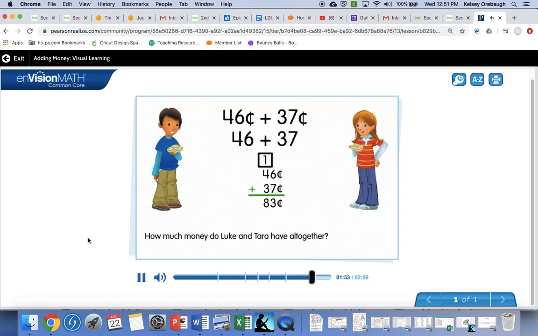How much money do Luke and Tara have altogether? Altogether, they have 83 cents. There is 83 cents altogether. Now you see how to add money.